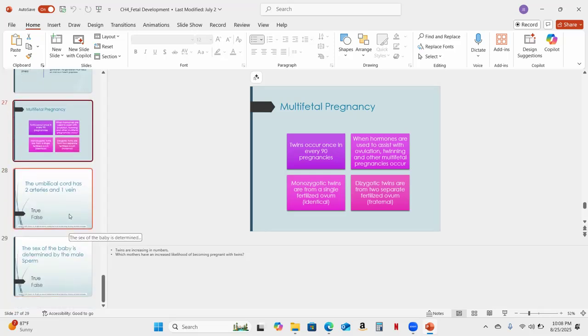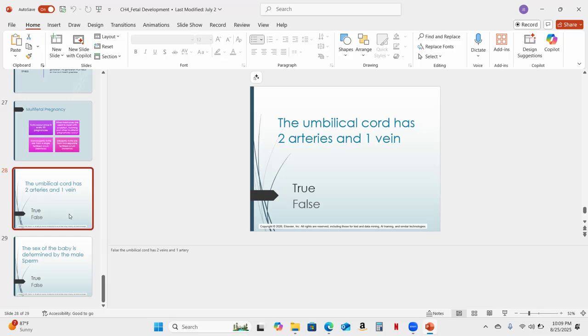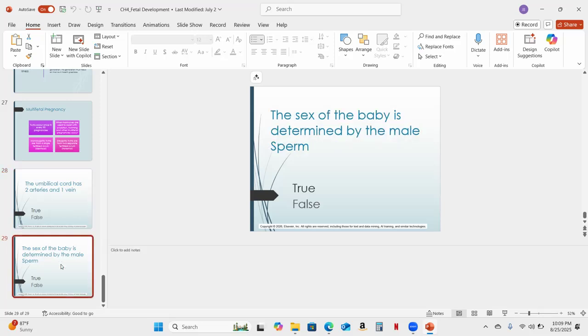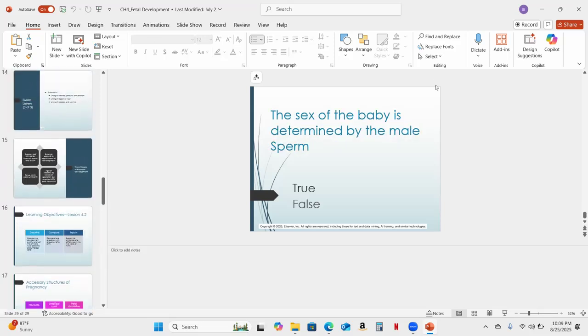So yes, the two arteries and one vein, and the male sperm determines the sex. Okay.